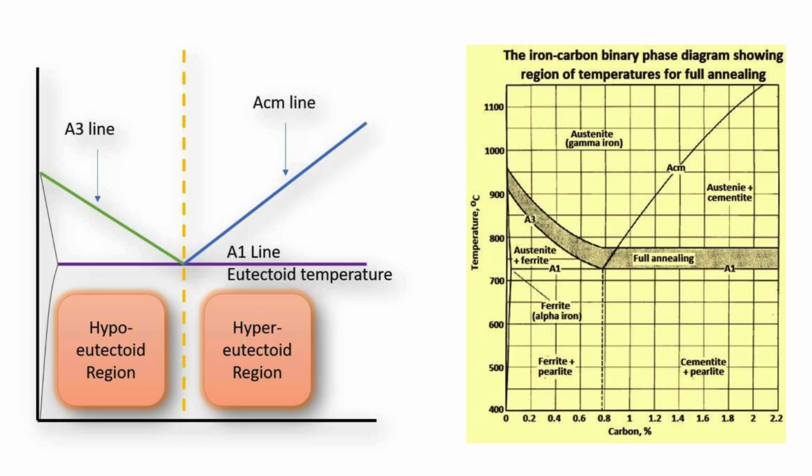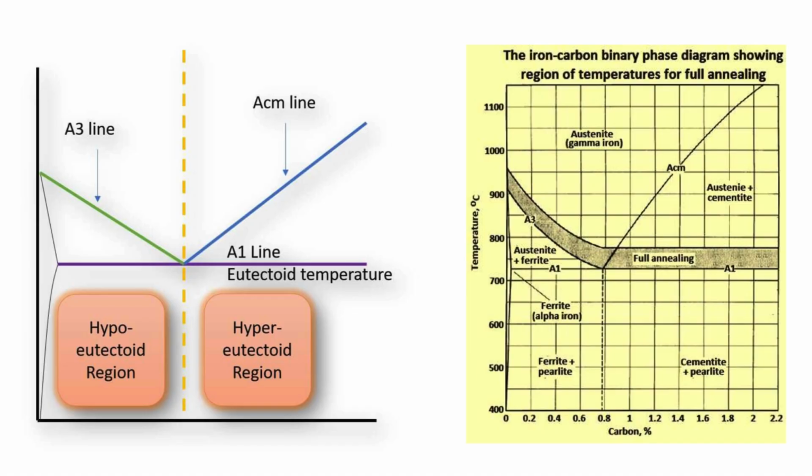Moving on, let's look at the iron-carbon binary phase diagram, which shows us the temperature regions for a process called full annealing. The vertical axis is temperature in degrees Celsius, and the horizontal axis is carbon percentage ranging from 0 to 2.2%. The diagram shows different regions. At high temperatures we have austenite, also known as gamma iron. There's a line called ACM, and regions like austenite plus cementite and austenite plus ferrite. The area marked for full annealing sits within these regions.